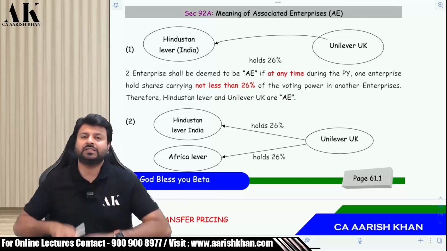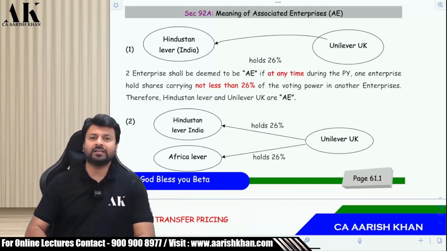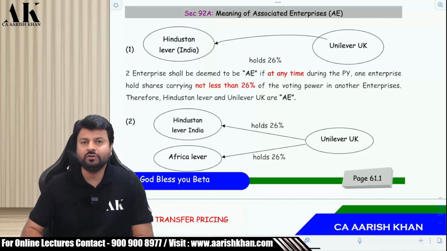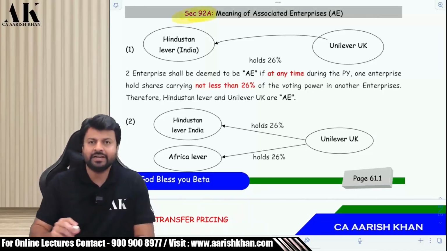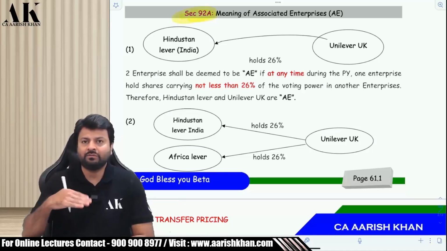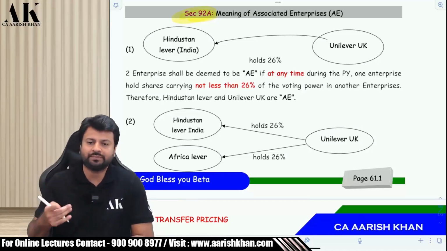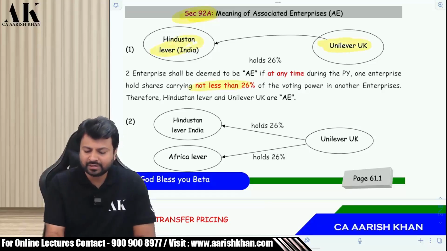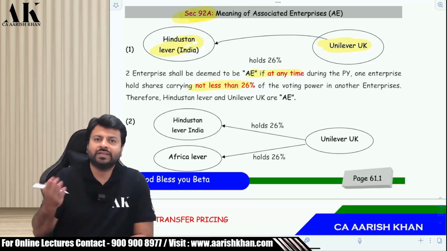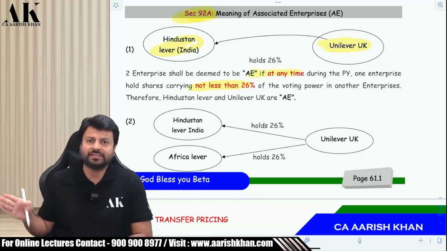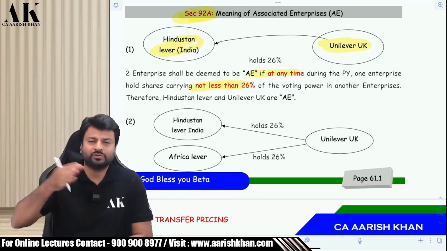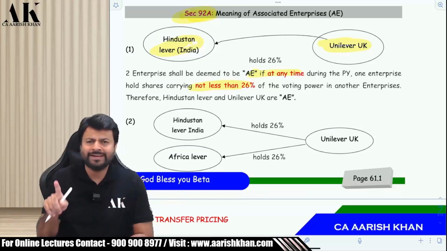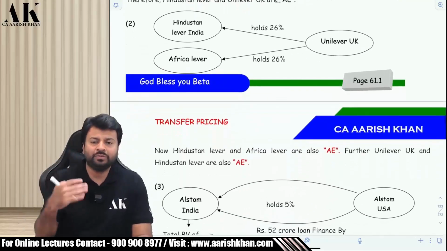Now, the first thing that we need to understand is that transfer pricing is always applicable if the transaction is between associated enterprises. So, what do you mean by the term associated enterprise? It is defined in 92A and we have to see one by one what all comes under the definition of associate enterprise. The first thing is that one entity holds 26% or more of the equity shares of the other entity at any time during the previous year, then both of them are deemed to be associate enterprises. If I hold 26% of the equity shares in your company at any time during the previous year, then we both are deemed to be associate enterprises.